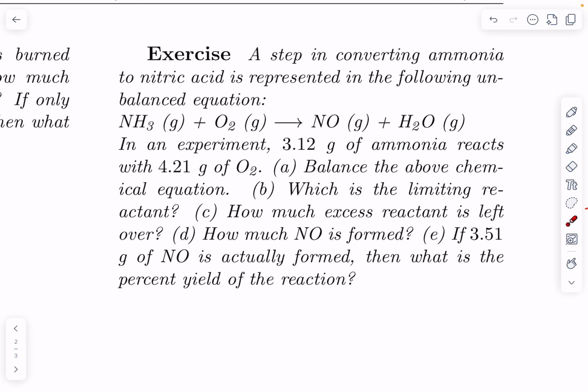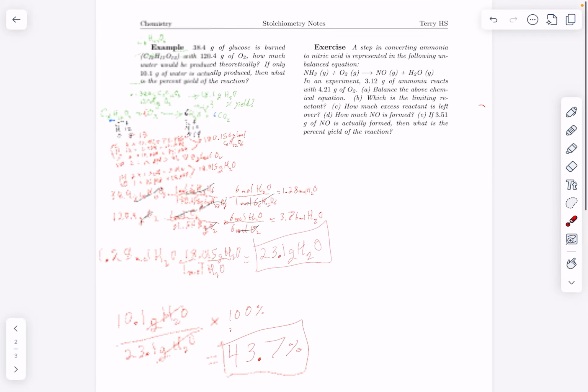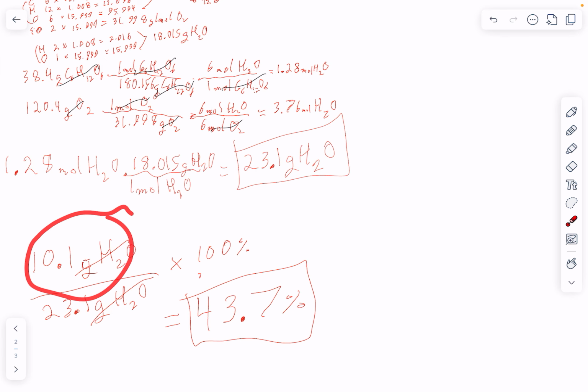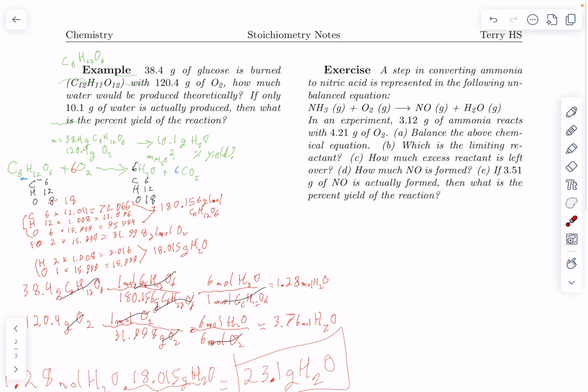All right, and then part E, if 3.51 grams is actually formed, then what is the percent yield? You would find out how much NO is formed, and then calculate the percent yield, just like you did for the example. So the experimental yield divided by the theoretical yield, multiply by 100%, and you get the value.